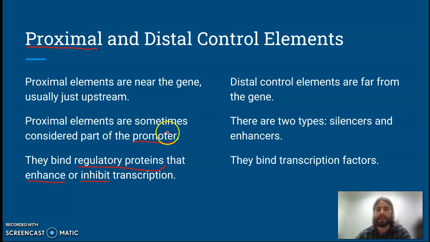There's now this second class of control elements called distal control elements. And these are DNA sequences that are typically removed quite distally or distantly from the gene. They can either be silencers and stop genes from being transcribed, or they can be enhancers that further promote transcription, and they will bind our transcription factors as well.